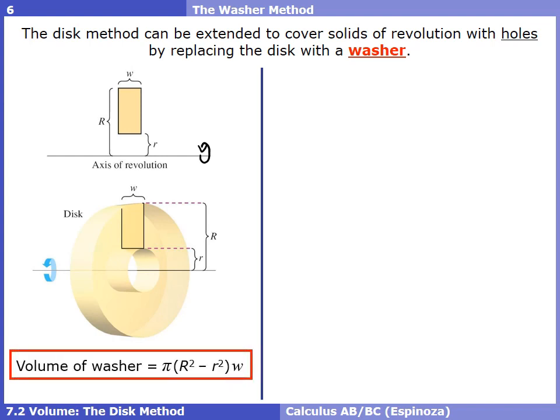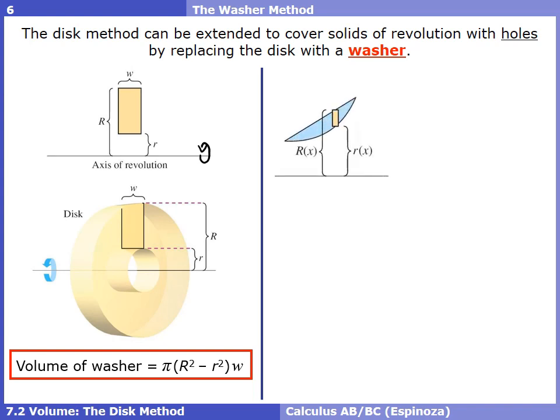The only thing that changes here is now we're going to take big R squared and subtract away little r squared. So it's really still the same formula. It's pi r squared w, but we need to account for that hole that's there given by the little r. So we need to take big R squared and just subtract away little r squared. Ultimately, that's really the only difference between these problems.